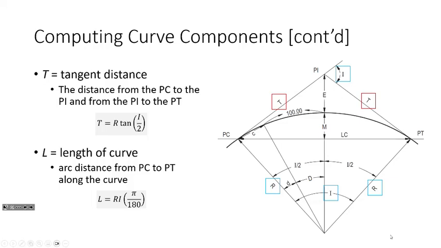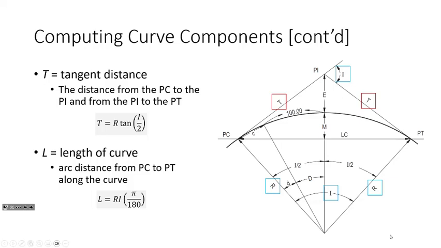How do I find that? Well, the tangent of that angle is that over that. Multiply both sides by R. So where did I come up with T equals R tangent of I over 2? It's just geometry, okay? The point I'm trying to make is there's nothing here that's really off the wall. This is basic geometry, basic trig.